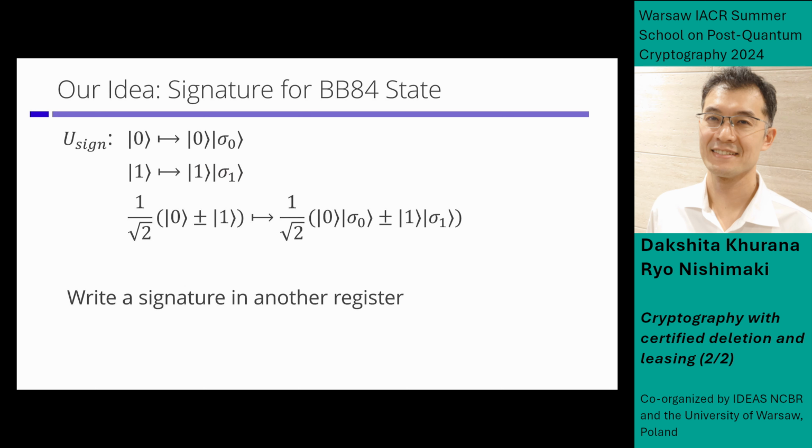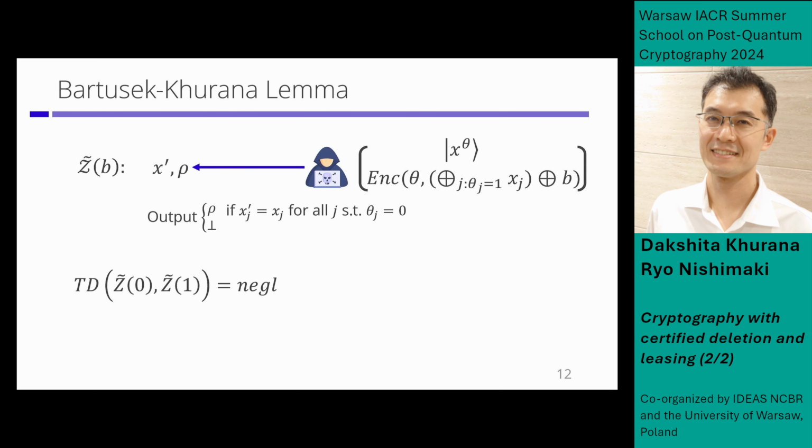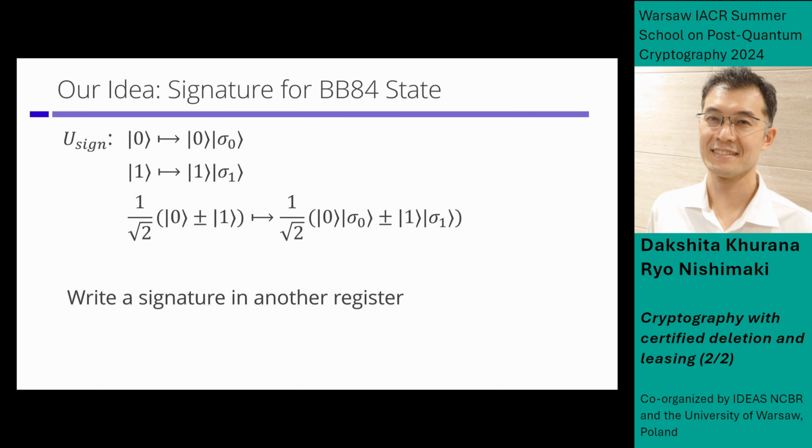So we want to convert it into a publicly verifiable one. How to do this? We use a signature, a very basic primitive. But we cannot sign a quantum state directly. We can, however, generate a signature for the register. We apply the signing algorithm to the register and write the resultant signature in the second register.